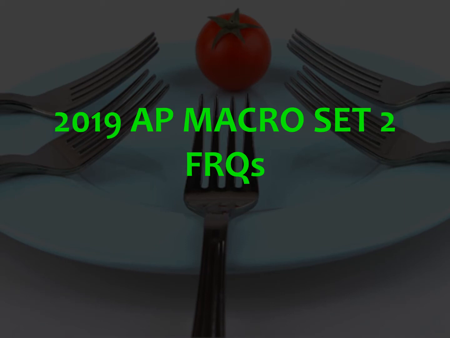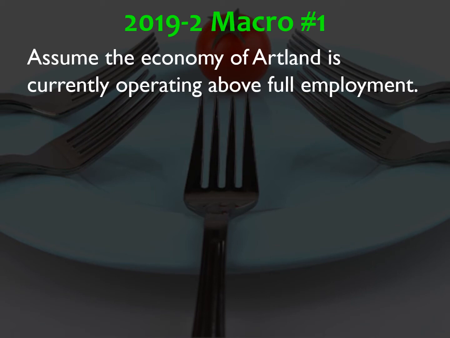Hello class, this is the 2019 AP Macro FRQs set 2. This is the set that our students took last year. Number 1, assume the economy of Artland is currently operating above full employment.